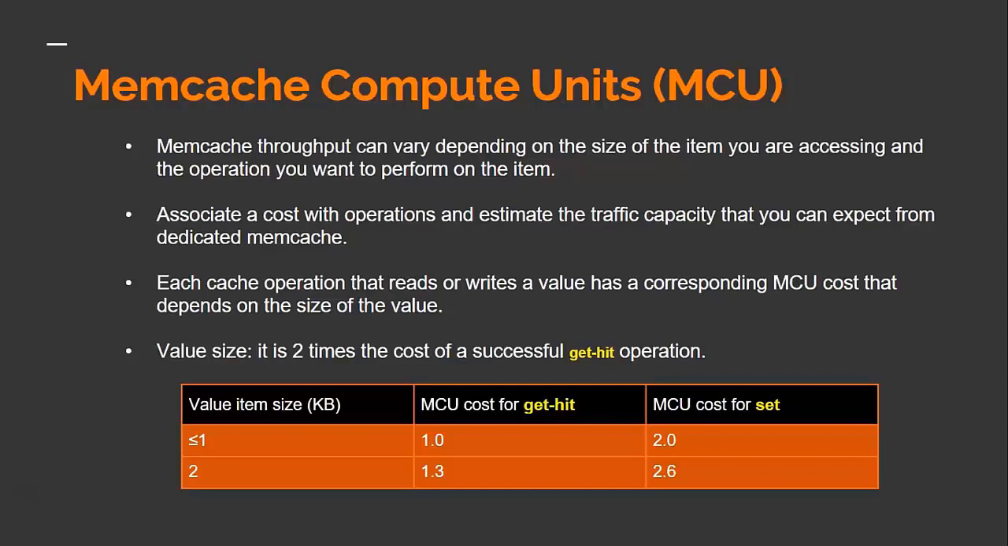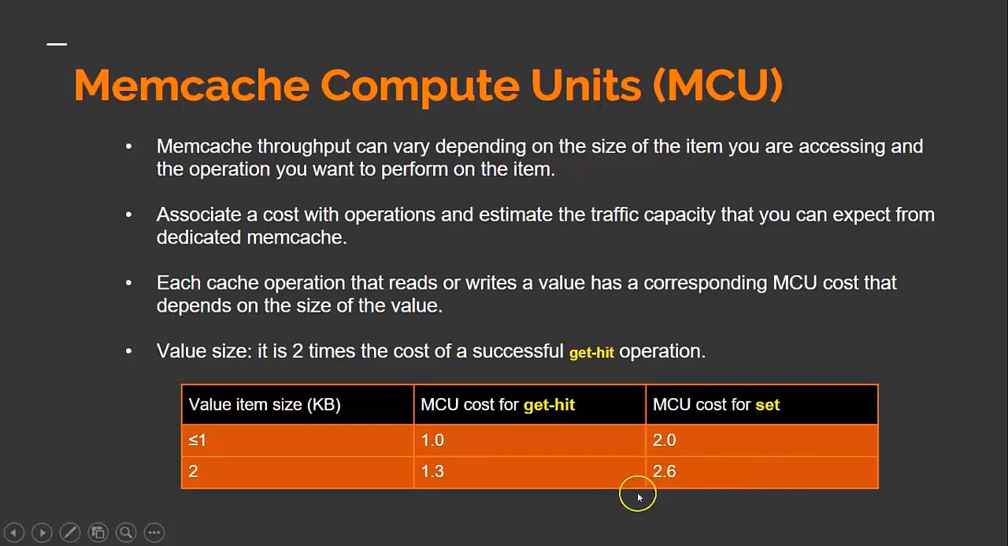So you can see some examples of MCU cost. Here you can see the value item size is defined in KB. If you have a value which is less than or equal to 1 KB, the cost of a get hit will be 1.0 and the cost of a set will be 2.0. So your get hit operation is 1.0 and your set MCU cost is 2.0. In the same way, if the size is more than 1, that is exactly 2 KB, the get hit operation has a cost of 1.3 while the set MCU cost will be 2.6. You can get this information in your Google Cloud Platform.